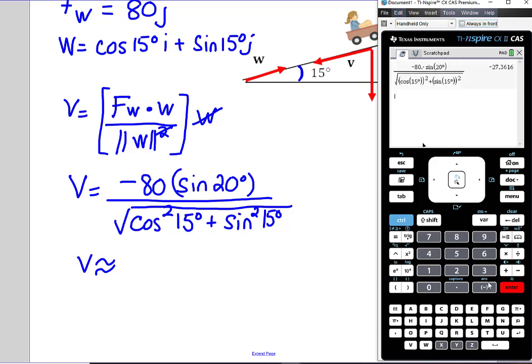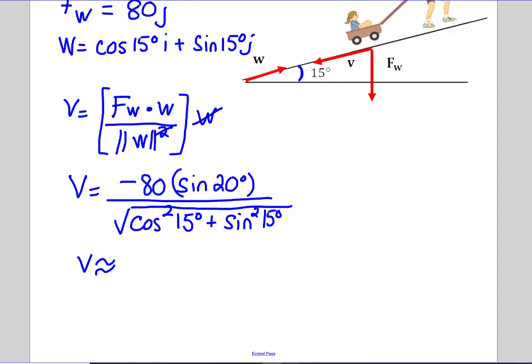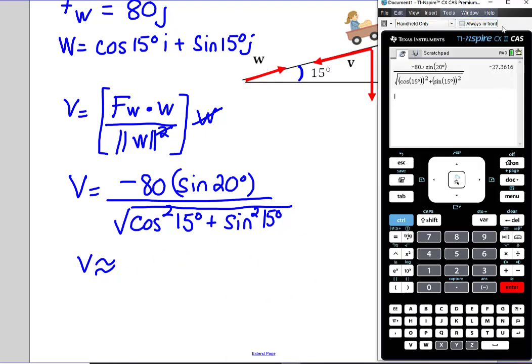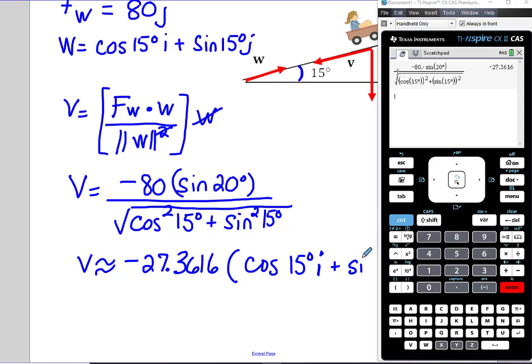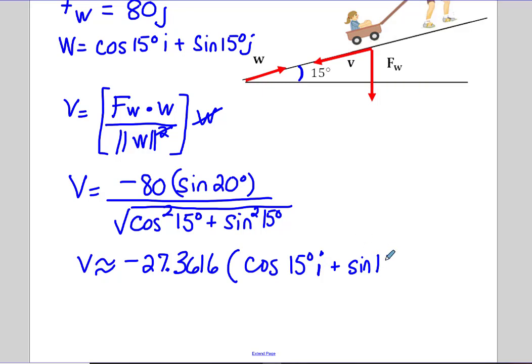So we've found that W value, negative 27.3616 times the cosine of 15 degrees in the I direction plus the sine of 15 degrees in the J direction. Let's see.